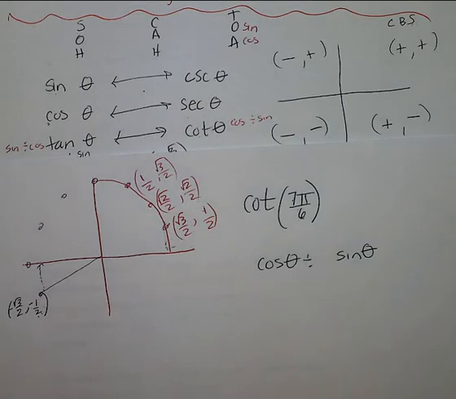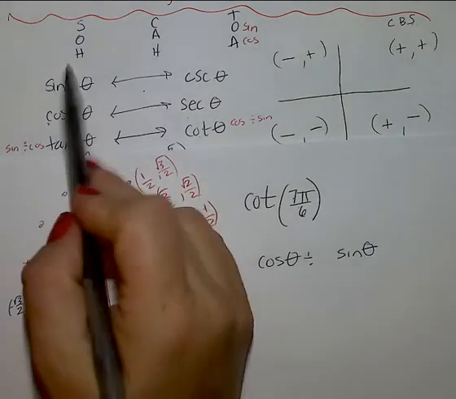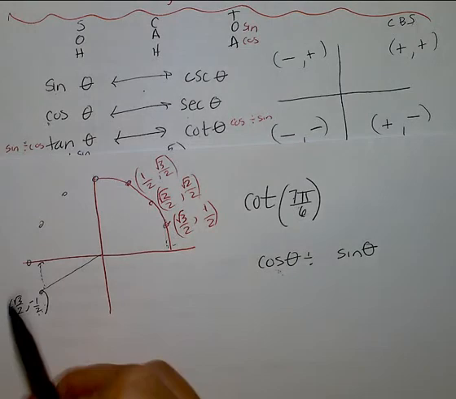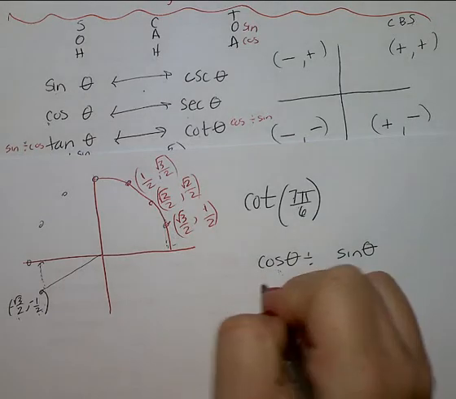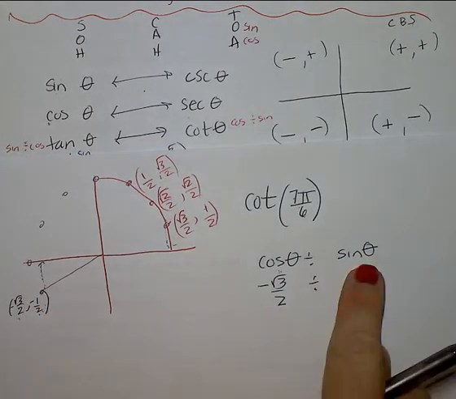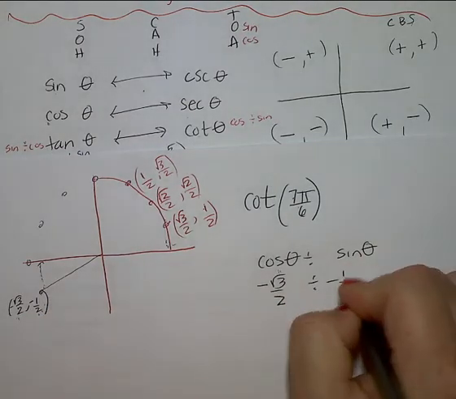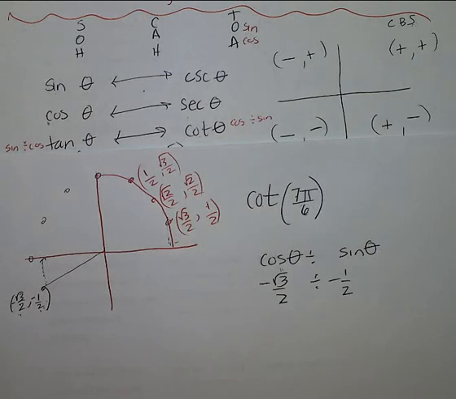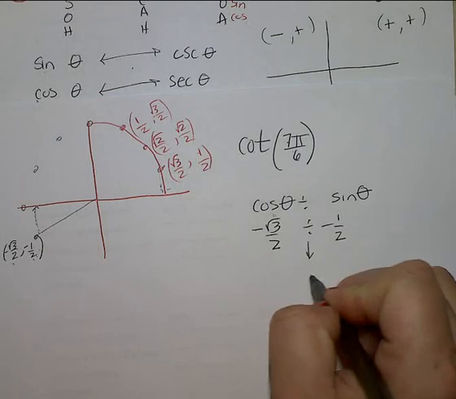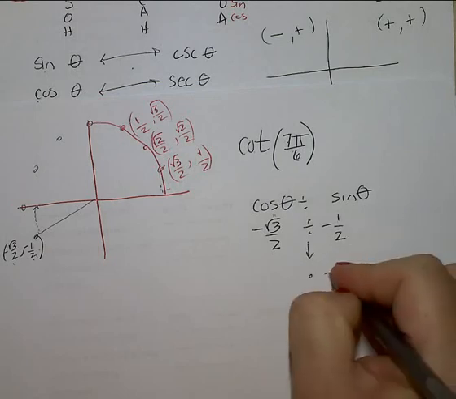Cosecant, cotangent, and secant are just a little bit more work than the ones up above, okay? These are a little more work. So I need to go, what is the cosine at this angle? The cosine is negative radical 3 over 2 divided by the sine, which is negative 1/2. When you divide fractions, division turns into multiplication. You take the reciprocal of the second fraction.